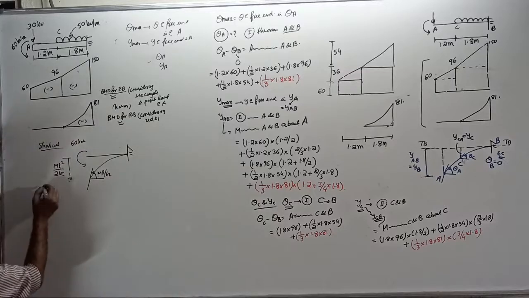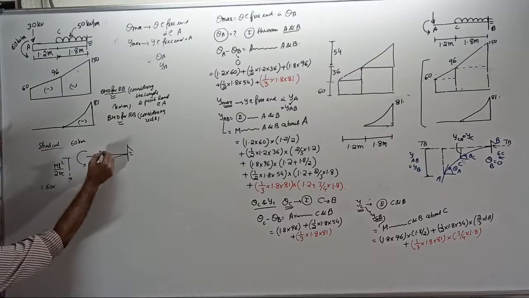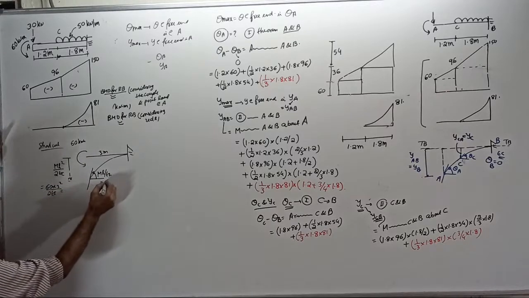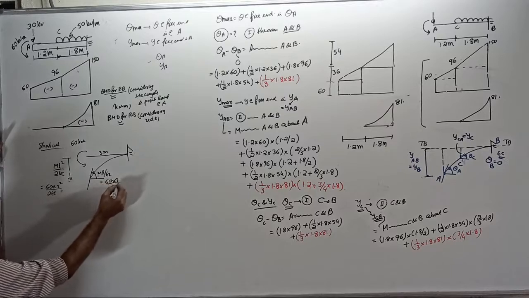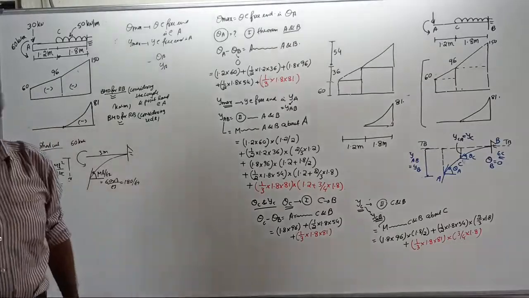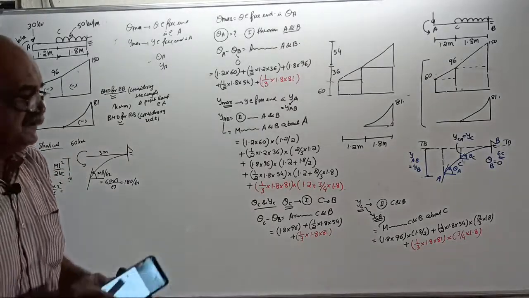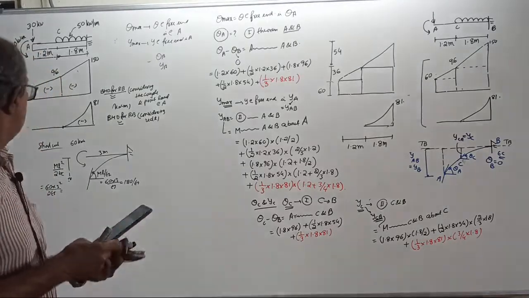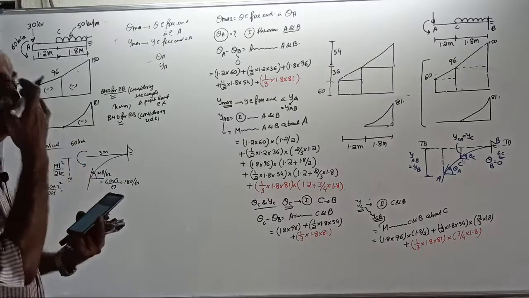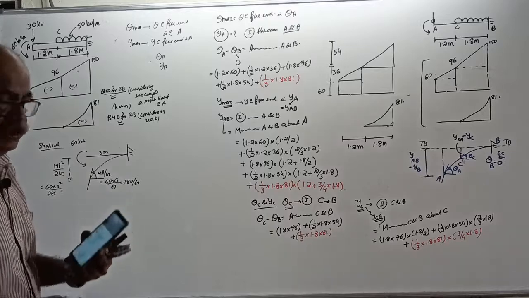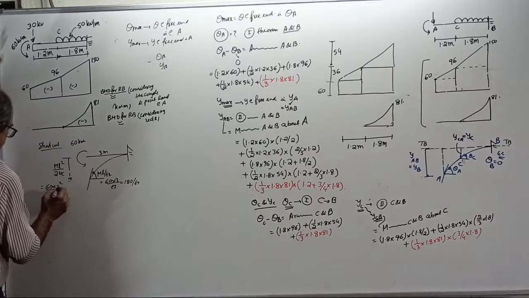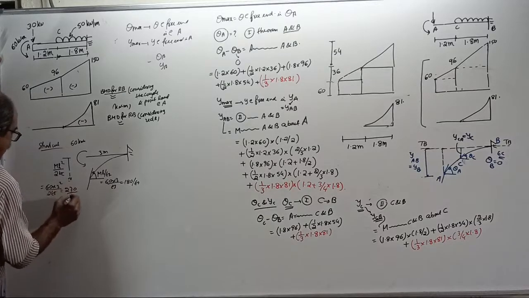Answer: M is 60, full span is 3 meter. 60 into 3 square by 2EI, equal to 60 into 3 by EI, this is 180 by EI. How much is 60 into 3 square by 2? That is the maximum deflection. A little fast, I will first finish the shortcut. 270. Don't make a mistake. 270 by EI. Correct? 270 by EI. Okay. Leave it now.